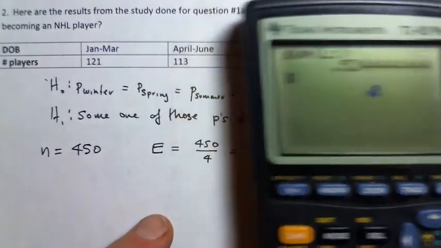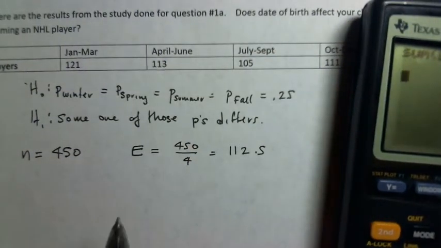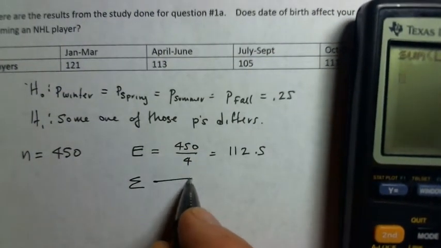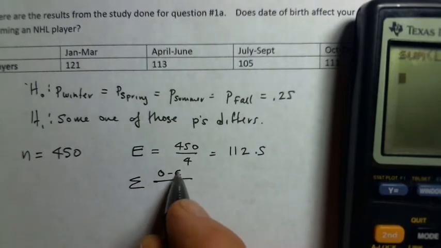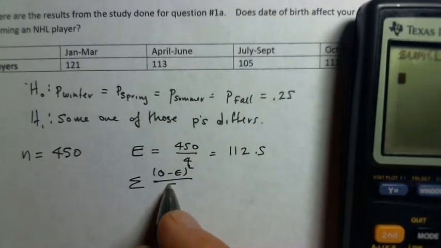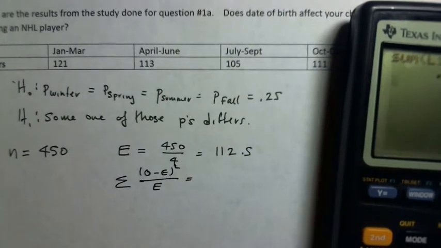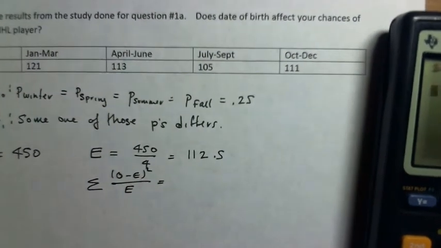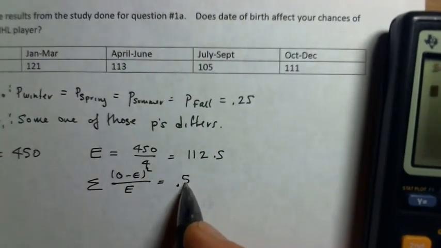And real quickly, I found the sum of the observed minus the expected squared divided by E. That worked out to be 0.52. That doesn't seem very big at all.